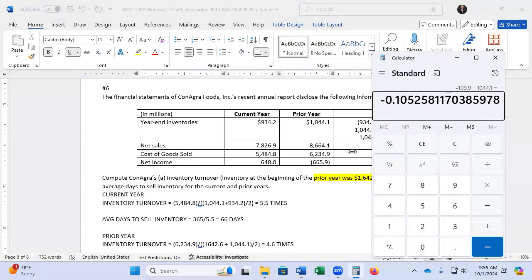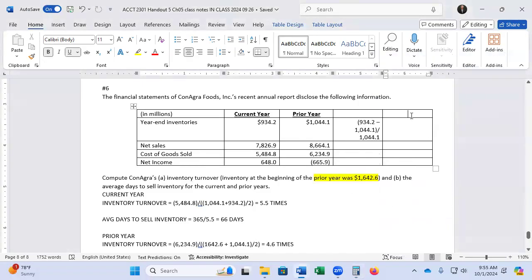So our percent change would be minus 10.53%. So again, if we have enough inventory to service our customers, which in this case it says we have 2 months, as long as there's no supply chain issues, we're pretty good. So it's good that we were able to reduce our inventories, but it was down by 10.5%.